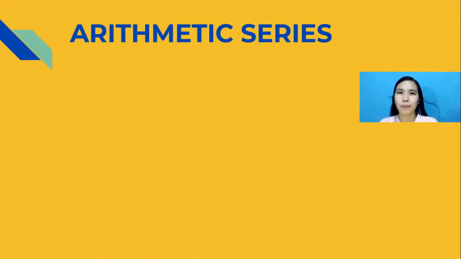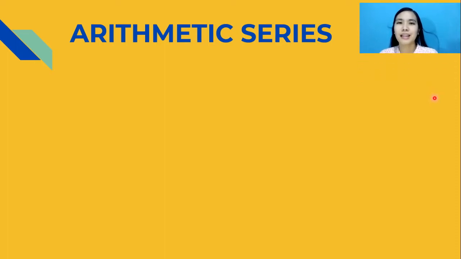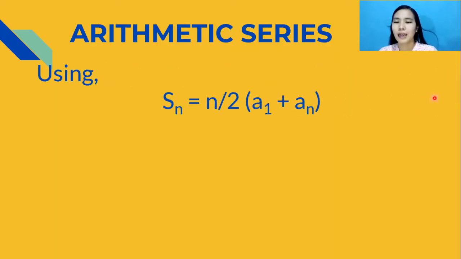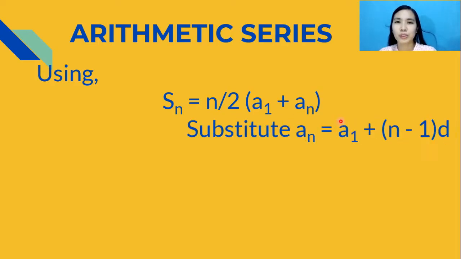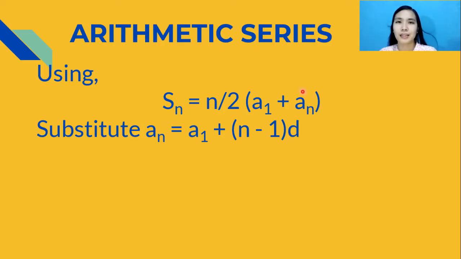Okay, what if our a sub n is not given? So let us use the same formula that we have used to derive another formula. So using S sub n equals n over 2 times a sub 1 plus a sub n, let us substitute the value of the a sub n using again the general rule of an arithmetic sequence. That is, a sub n equals a sub 1 plus the quantity of n minus 1 times d.